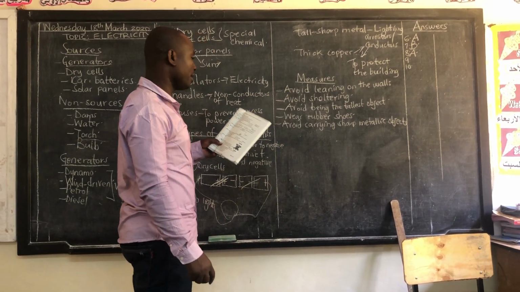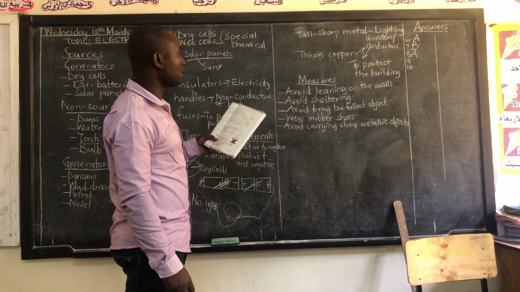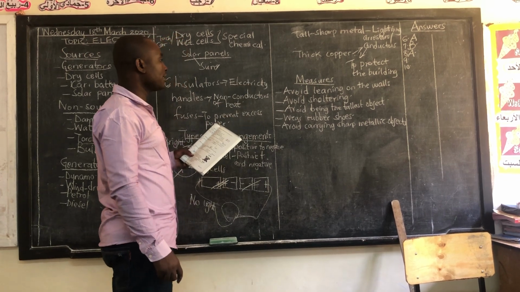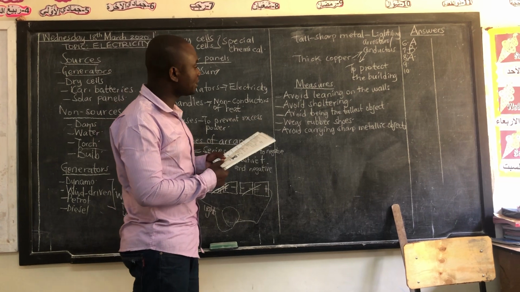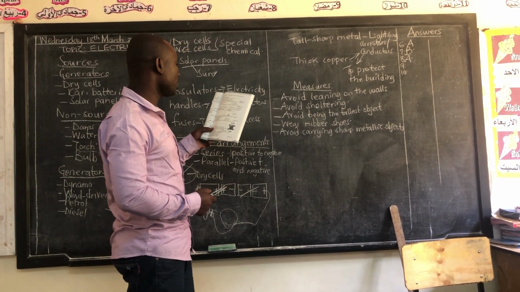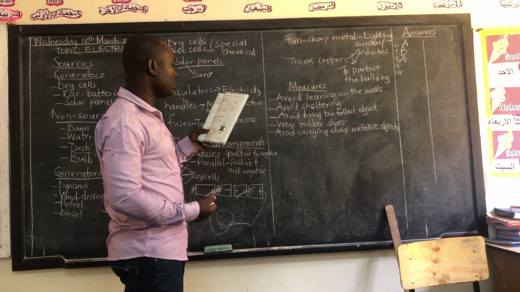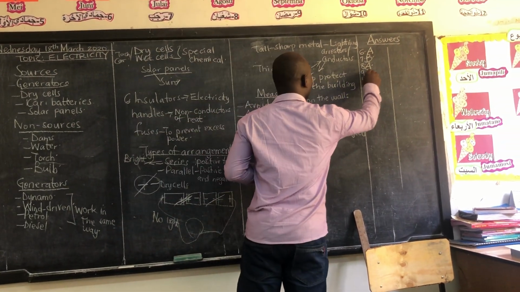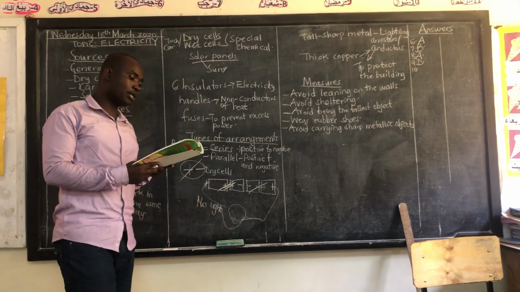So if we go to number 9, which of the following is a recommended practice to avoid being struck by lightning? A, sheltering under a tree. That one will lead to lightning. B, using an umbrella in an open field. That one can lead to it, because umbrellas are made of sharp metallic objects. C, sheltering while leaning on the wall. That one can also lead to it. D, wearing rubber shoes with thick soles. So the correct answer will be D. We go to number 10.